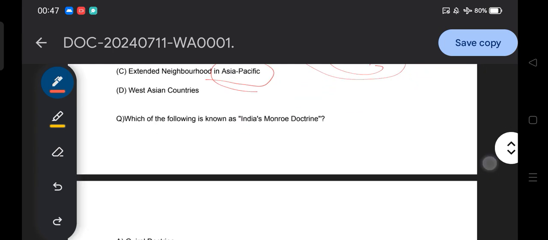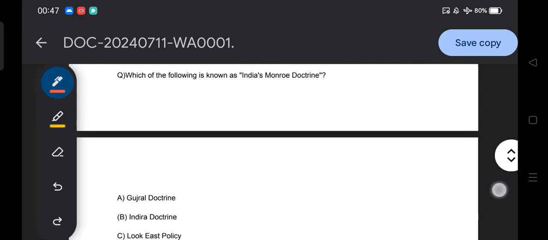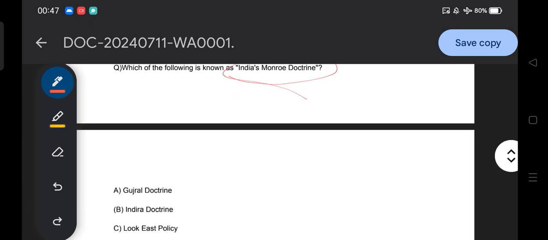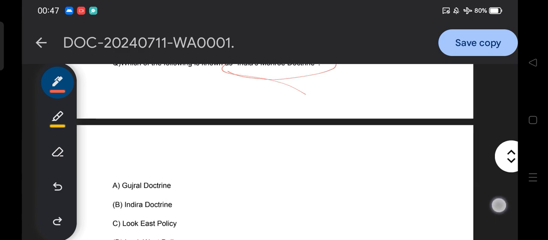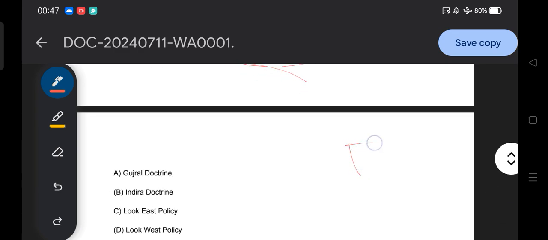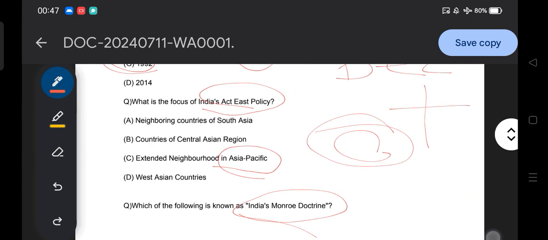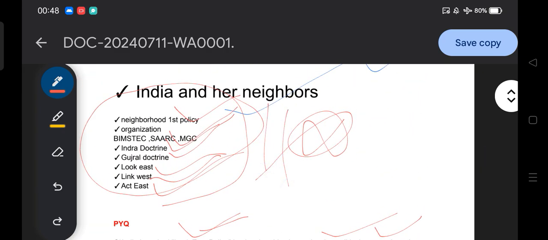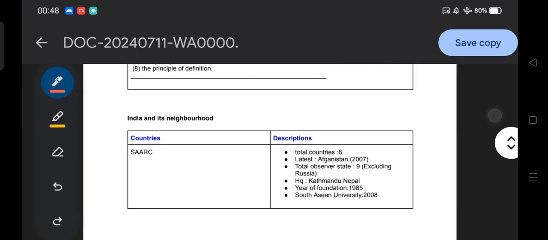Then moving to the next question: which of the following is known as India's Monroe Doctrine? It was one of the previous questions of the SSB, and the correct answer is option B, the Indira Doctrine. So with the analysis of previous year questions, we come to the conclusion that one needs to have an extensive study of these topics. If you really want to crack the examination, you have to have a complete understanding of these topics, okay guys.